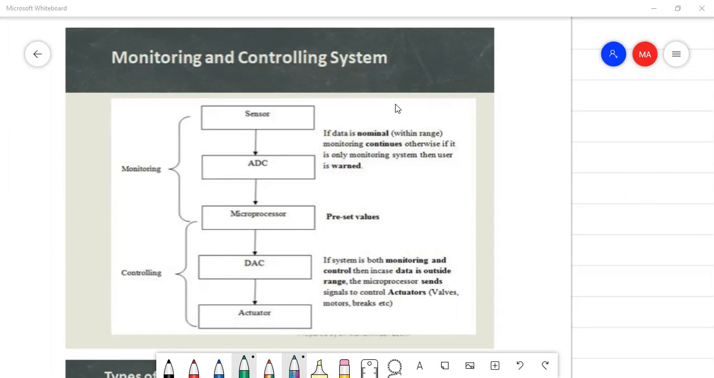Remember, sensors and actuators work on which type of signal? Analog signal. But the microprocessor works only on discrete signals, zeros and ones.